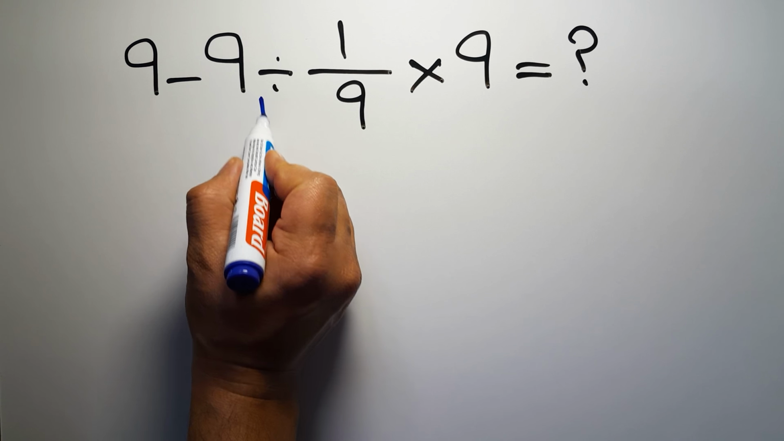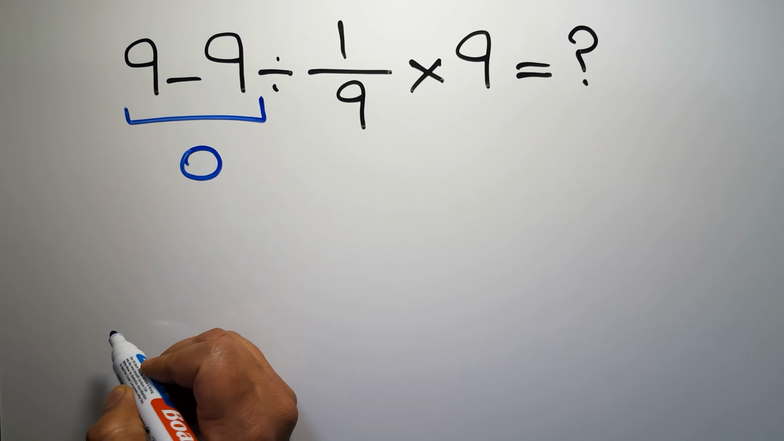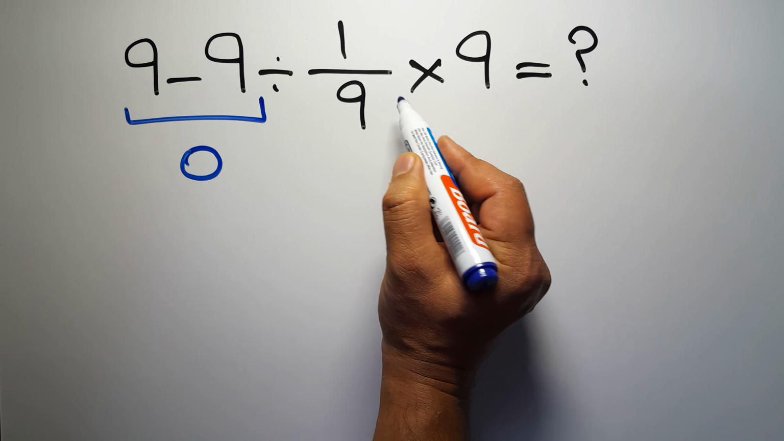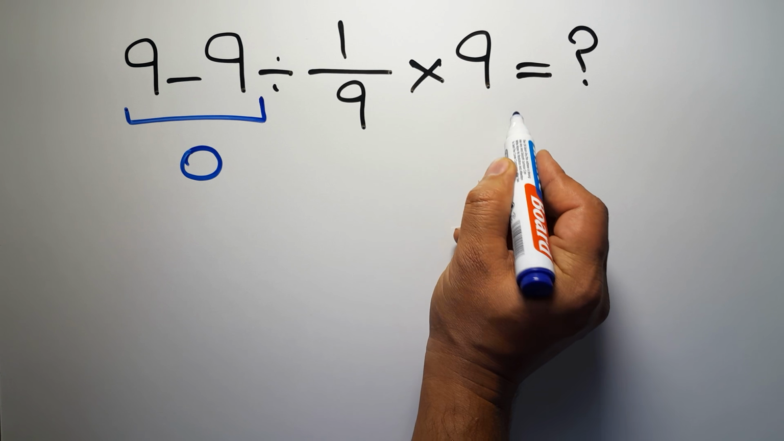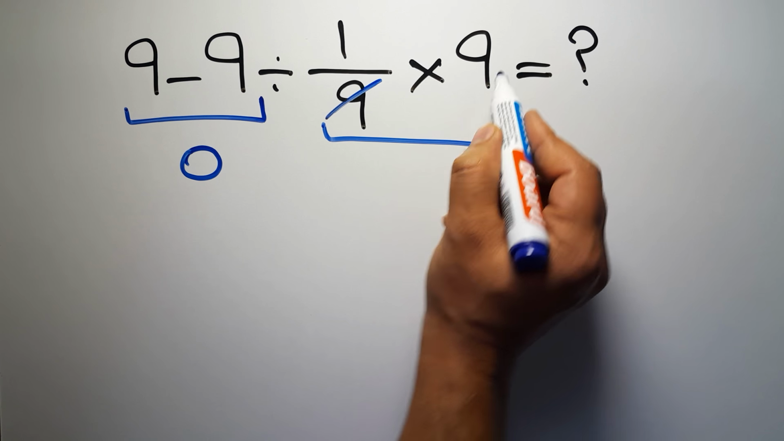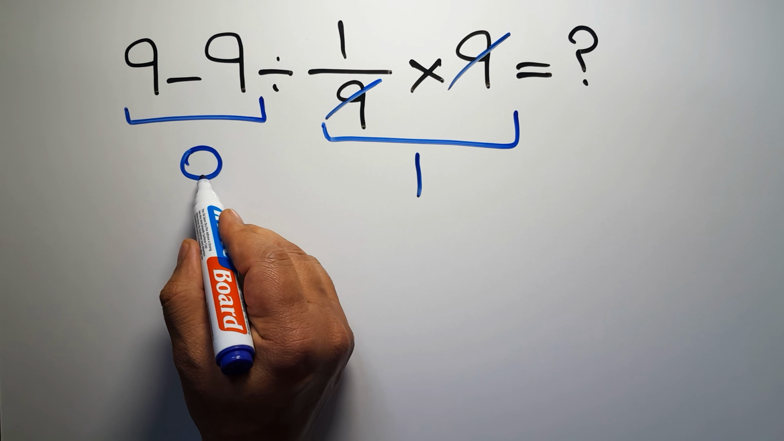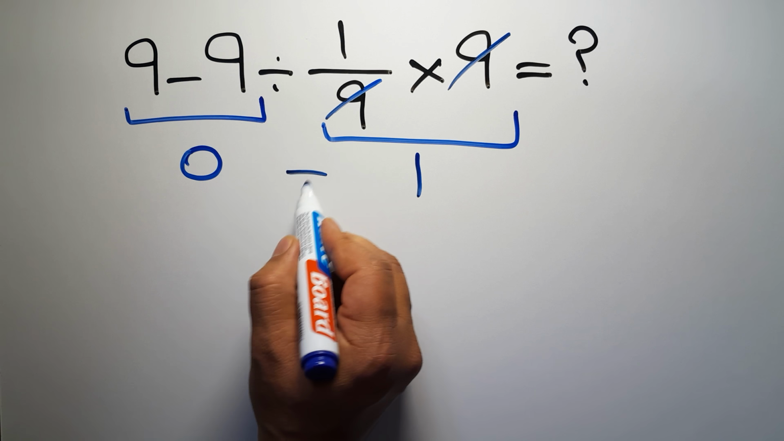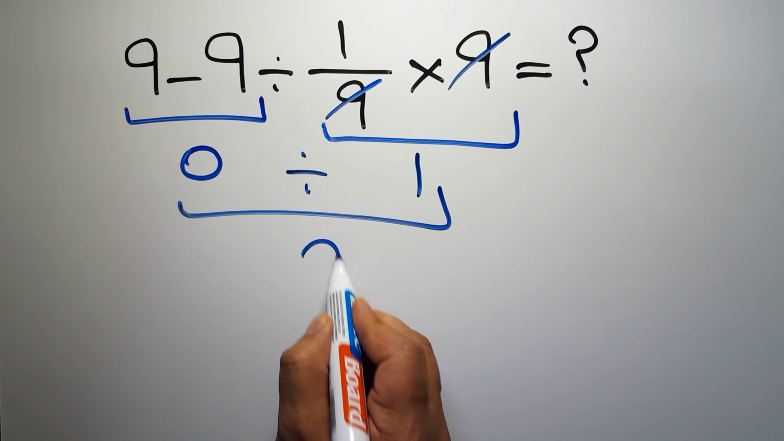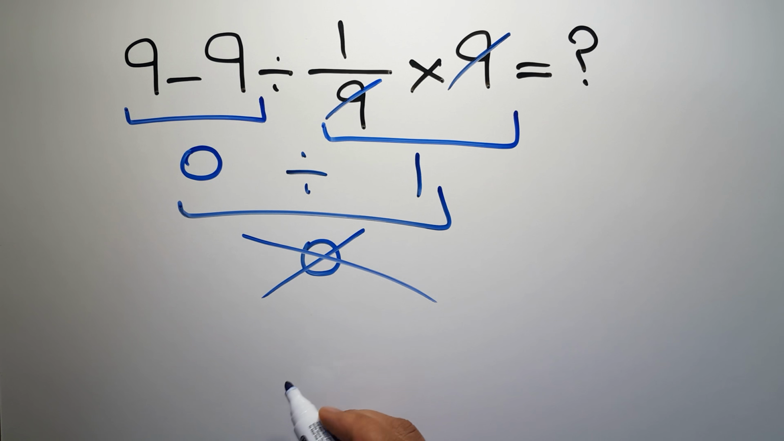9 minus 9 gives us 0. Now we do this multiplication, 1 over 9 times 9. We can easily cancel this 9 and this 9, so here we have just 1. And 0 divided by 1 is just 0. But this answer is not correct.